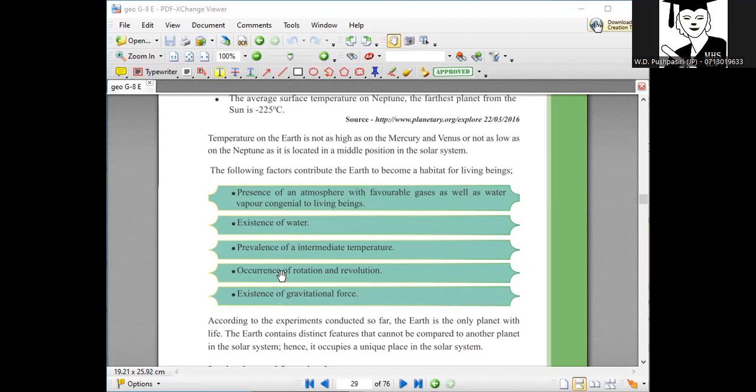The next important point is gravitational force. Because of gravitation, we live here. Otherwise, we would not be living like this. What is called gravitation? On the moon you don't get the same gravitation, therefore when you go there you will be floating, because less gravitation is there. But on earth we have gravitation, so that is also a good factor that humans can live on the earth. So write down: existence of the gravitational force.